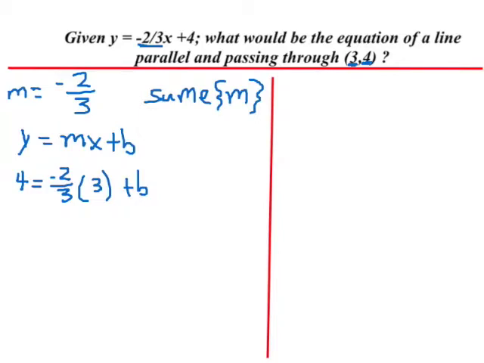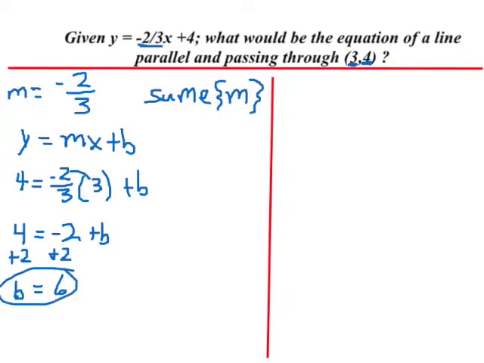Well, now it's just a matter of simplifying, combining like terms. So negative 2 times 3 is negative 6. Negative 6 divided by 3 is negative 2. So we now know that 4 equals negative 2 plus b. We're trying to isolate the variable b, so we're going to add 2 to both sides. We find that our b now equals 6.